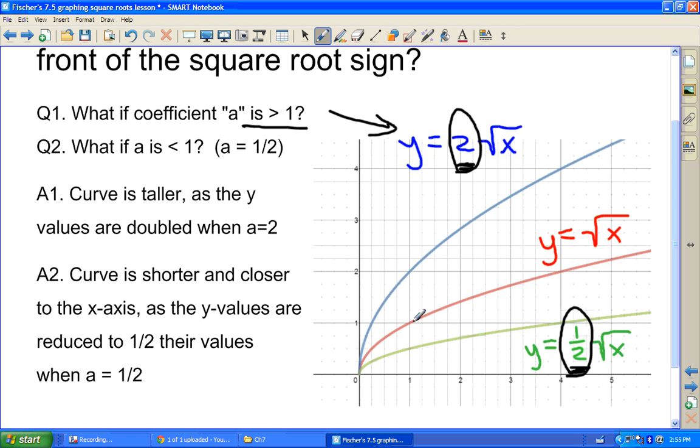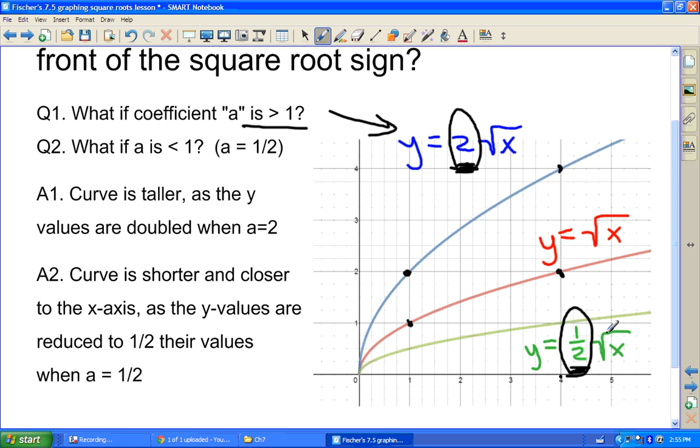When x is 1, for the base function you get 1, because square root of 1 is 1. Here it is doubled to where that number is 2, because this 2 out in front multiplies everything that comes out in front of the radical. The next perfect square is at 4, where the square root of 4 would be 2 on our base function, yet that's doubled again. So no matter how you slice it, the blue line is double the values of the red line.